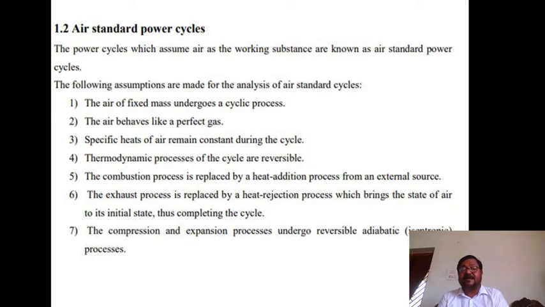Specific heat at constant pressure is called the Cp value of air. It is always 1.005 kilojoules per kg Kelvin, and Cv, the specific heat at constant volume of the air, is always 0.718 kilojoules per kg Kelvin. These are the standard values for an ideal gas like air.